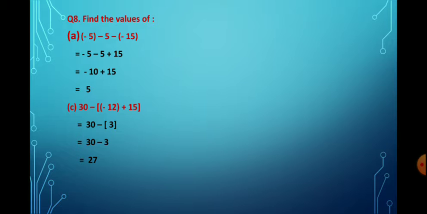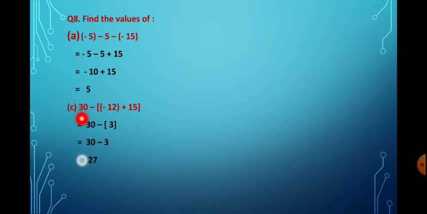Next, question number 8. Find the value of: minus 5 minus minus 15. So just removing the bracket, we have written minus 5 minus minus plus 15. So minus 5 is minus 10 plus 15, that is equal to plus 5.